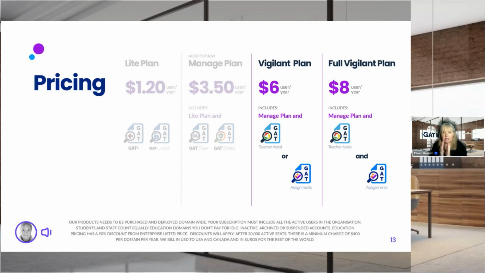In relation to our pricing structure, we offer the Vigilant plan, which has GAT Plus, GAT Shield, Teacher Assist, or teacher assignments, and that's priced at $6 or €6. For those who recognize the immense potential of both Teacher Assist and teacher assignments, we also offer a combined plan called the Full Vigilant plan. With this option, you get access to the full suite of products for just $8, and that's per user per year. So it's $6 per user per year, or $8 per user per year for the Full Vigilant plan.